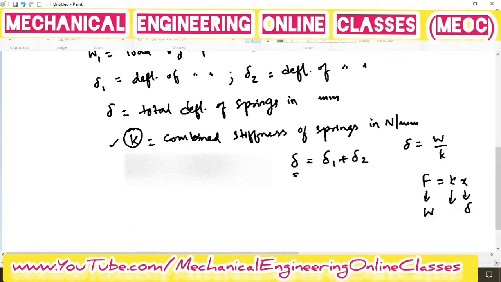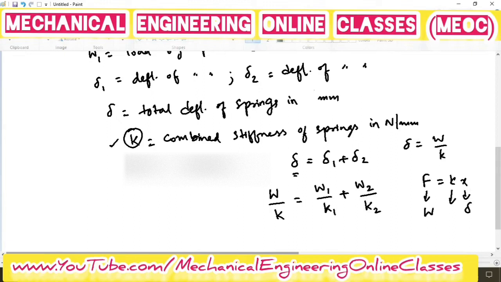So here delta is replaced by total load by combined stiffness, W by capital K, which is equal to delta 1 plus delta 2. The corresponding equation will be the load shared by spring 1, W1, divided by the stiffness of spring 1, plus load shared by spring 2, W2, divided by spring stiffness K2.